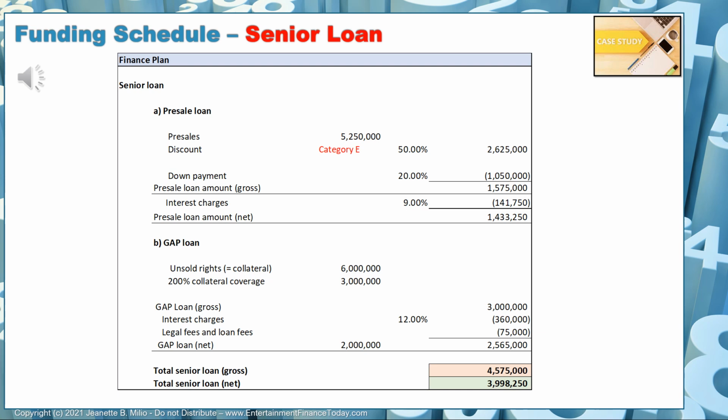So we want to make sure we check, does the $3 million loan amount not exceed the cap that the banks will apply at 20% of $50 million. So we want to make sure that the unsold rights loan amount that is suggested to be lent by the bank that we're calculating is not more than 20% of the budget, because the bank will never give us more than 20% of the budget as a gap loan, no matter how many unsold rights we have. So in this case, it's actually the same, because 20% of the budget is also $3 million.